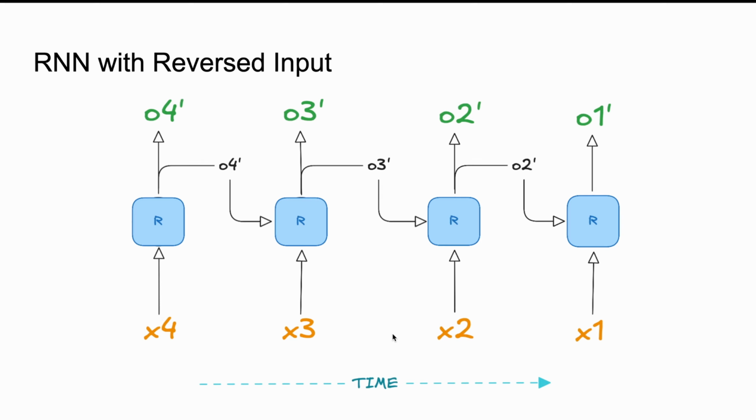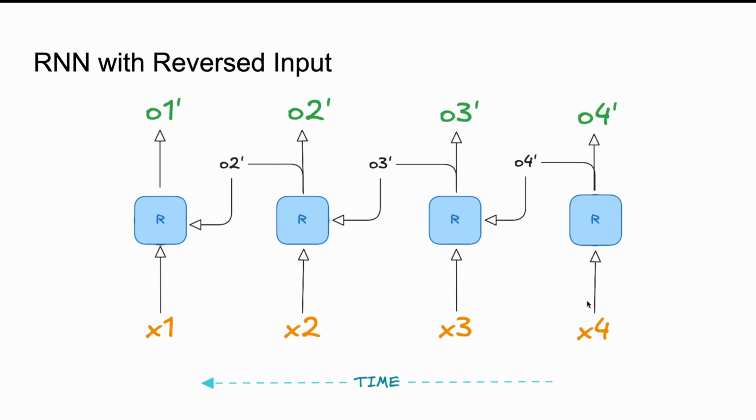So you see we have reversed the input. That means we are feeding x4 first, then x3, and so on. So the timeline is like this only. We are processing from x4 to x1. This diagram also represents the same thing as before. Here also we have reversed the input and are providing it into the RNN.